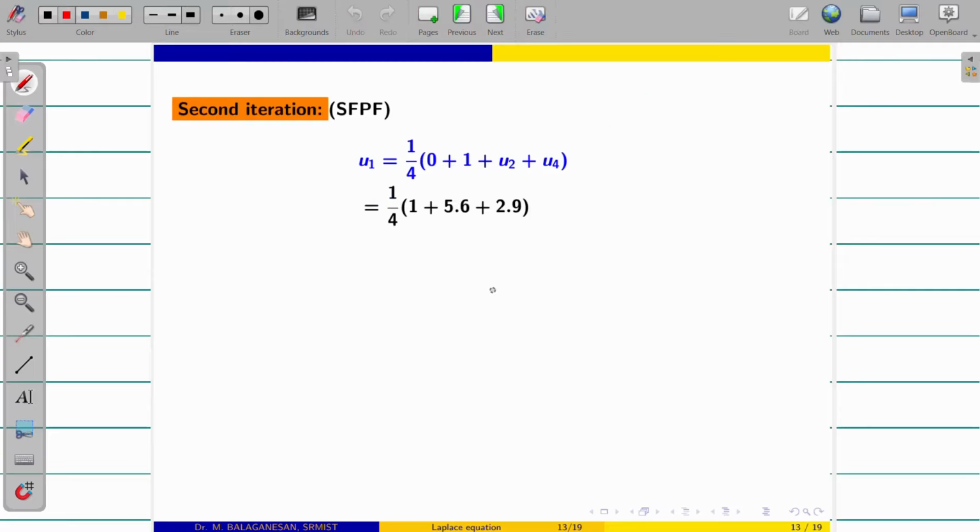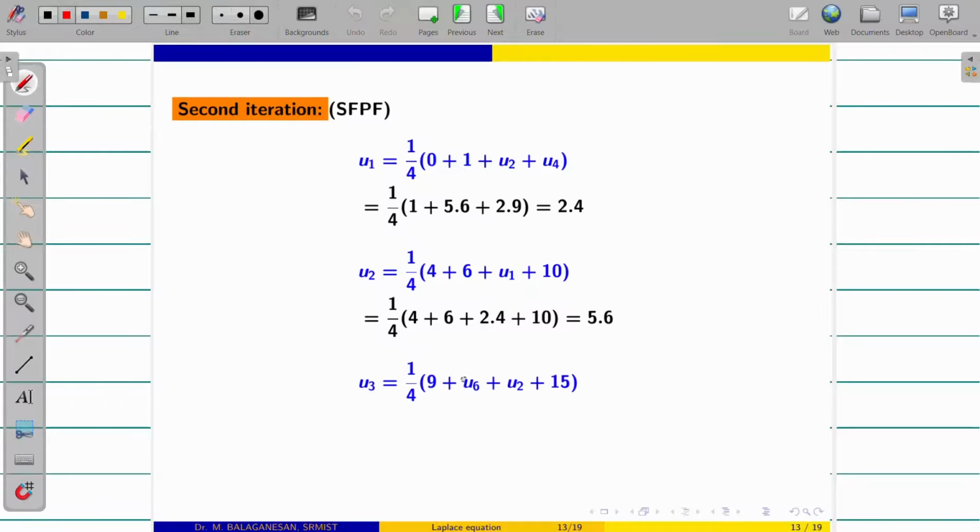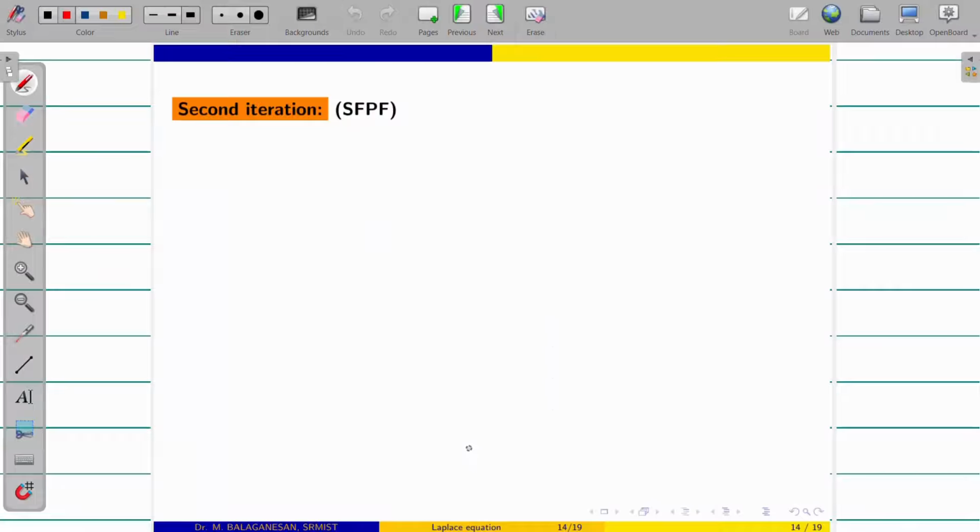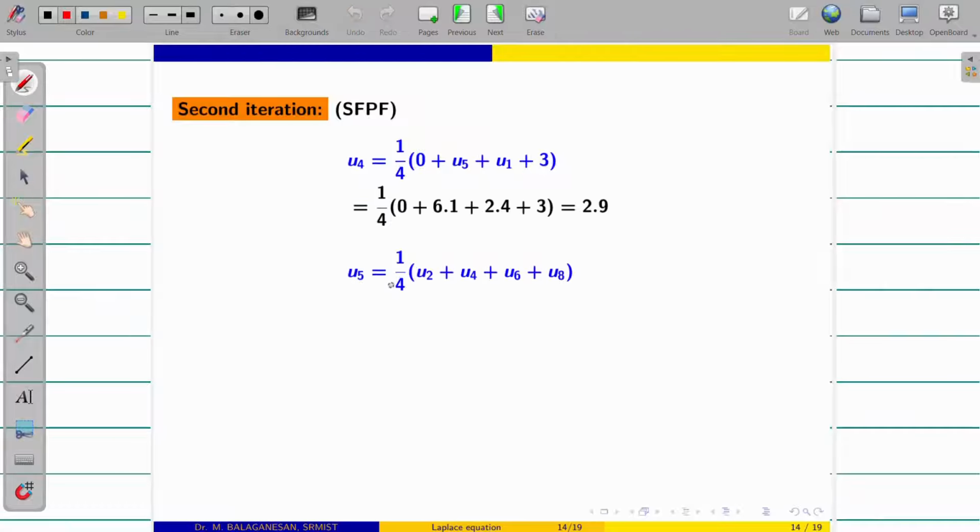That's it, guys. So proceed in the similar way for U2. U2 we have U1 recent value, take it and take other values from the first iteration. Then similarly U3, U2 we have from the recent second iteration itself, recent value. Other values are old values. So from first iteration you have to take. Similarly for U4, U1 is the recent one, U5 old value. I mean first iteration value you have to take. In U5 it will be U2 and U4 are recent values, new values which we just found. Other values are old one.